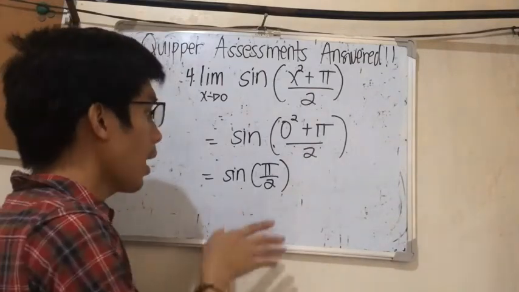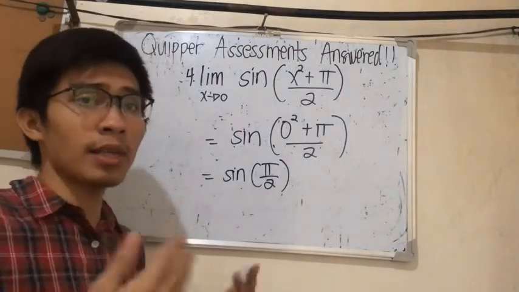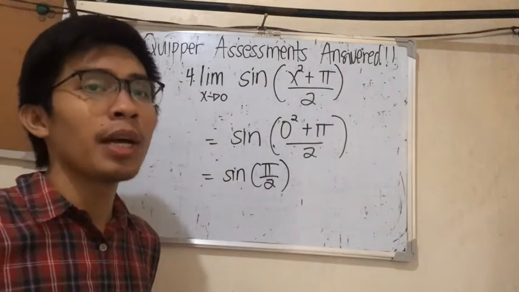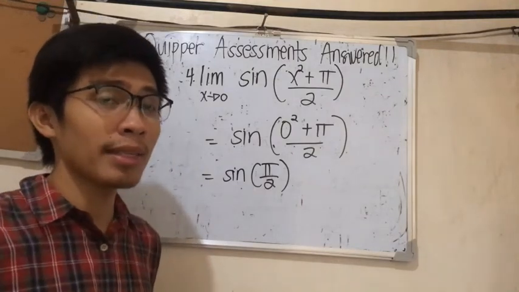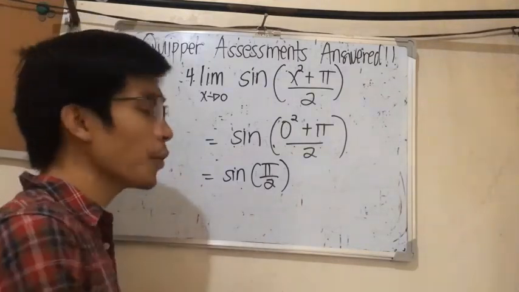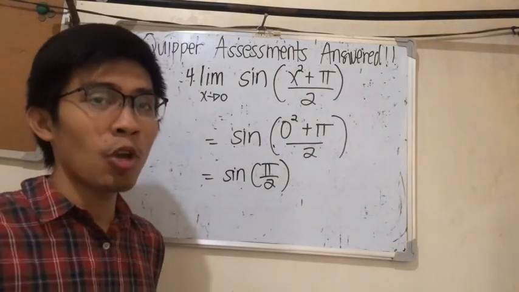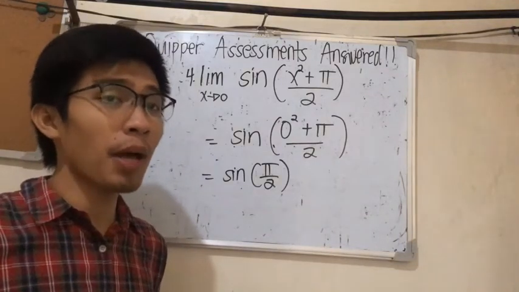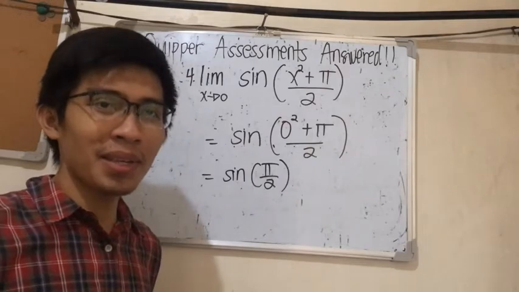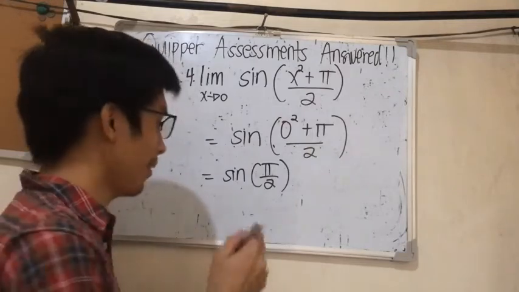After that, as you can observe, we only have sine pi over 2. The best way to find the limit is to find the exact value of sine pi over 2. What is the exact value of sine pi over 2? Very good. That is 1.